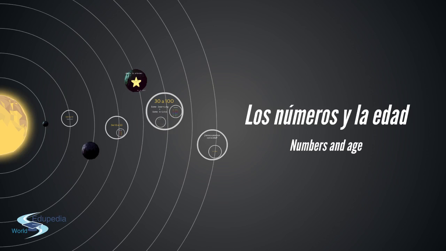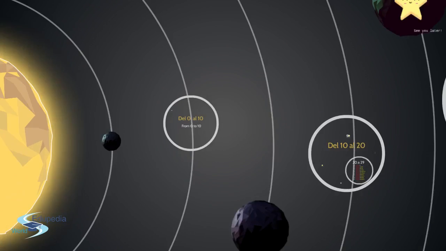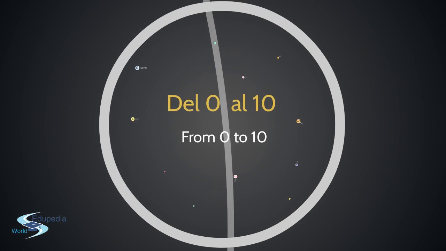In today's video, we're going to learn los números y la edad, the numbers and the age, in Spanish. As usual, I recommend you to repeat after me. We'll start with the numbers from 0 to 10.